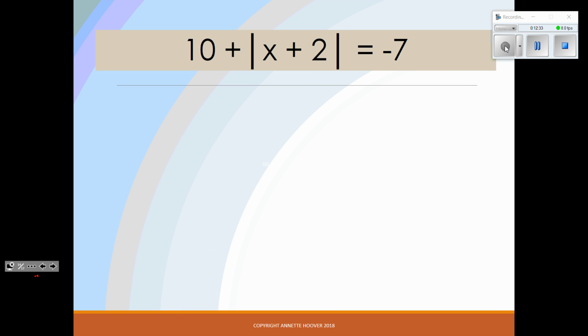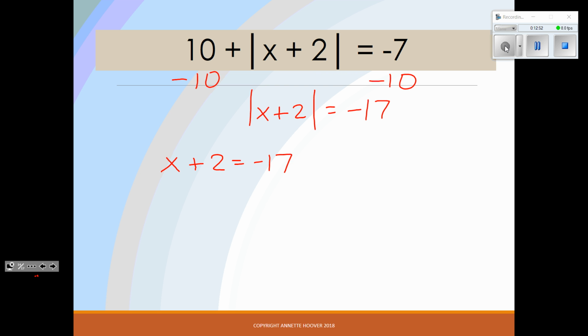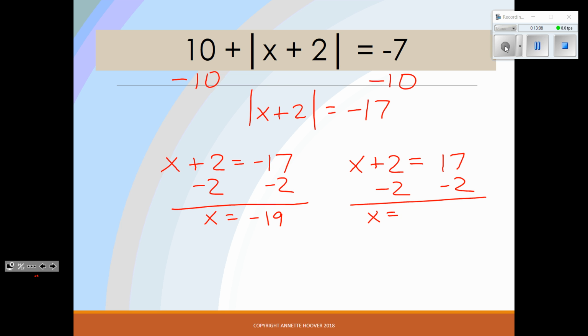Okay, another example. We have the absolute value is not by itself. We have to move the 10 to the other side first by subtracting 10 on both sides. So we have the absolute value of x plus 2 is equal to negative 17. We're ready to set up our two equations. The first one looks just like it, dropping the absolute value signs. The second, the absolute value stays the same, but we set it equal to the opposite, which is a positive 17. Now we subtract 2 on both sides to see what our solutions would be, and we see that x would be equal to negative 19 and 15.